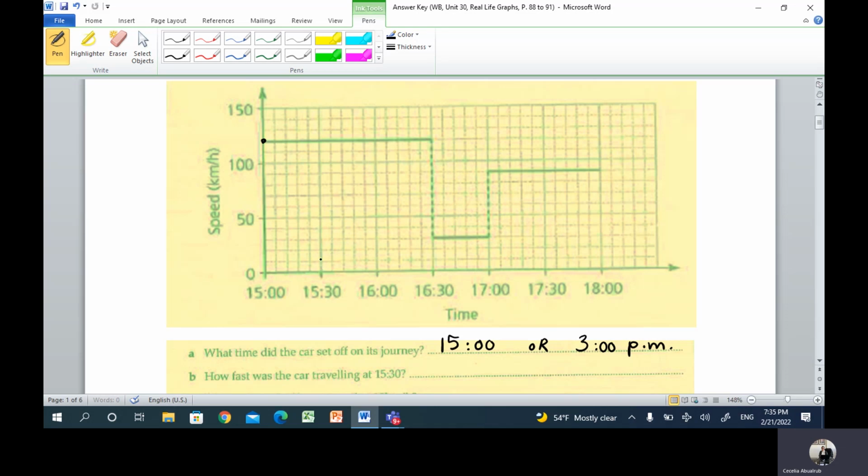How fast was the car traveling at 15:30? As you can see here, this is 15:30, and the speed, if this is 100, 110, 120, 130, 140, 150. So it will be 120 kilometers. How fast? It's a speed per hour.